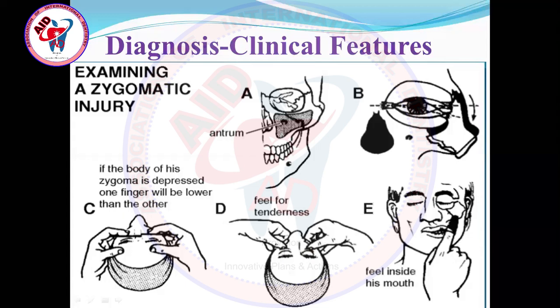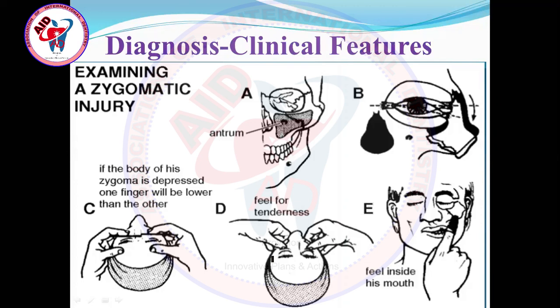And if you place your fingers intraorally also, like here in picture D, then intraorally again there could be tenderness, there could be crepitus, and there could be step deformity in the zygomaticomaxillary buttress region also.